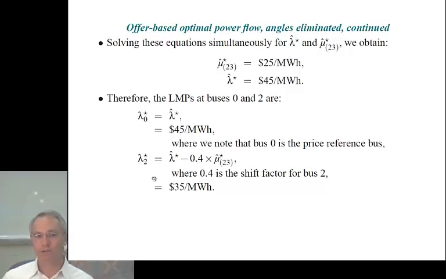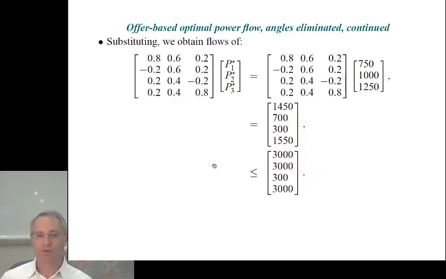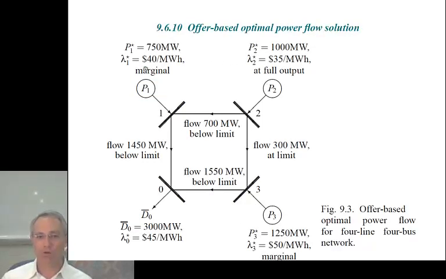That relationship is, of course, satisfied by all of the LMPs on the previous pages. We use that to figure out mu hat star 2, 3. So substituting, we get flows that are, as shown, which are within our constraints. And putting that all together, we get generator 1 produces 750 megawatts. Its LMP is set by its offer price of $40 a megawatt hour. It's a marginal generator. Generator 2 produces 1,000 megawatts.